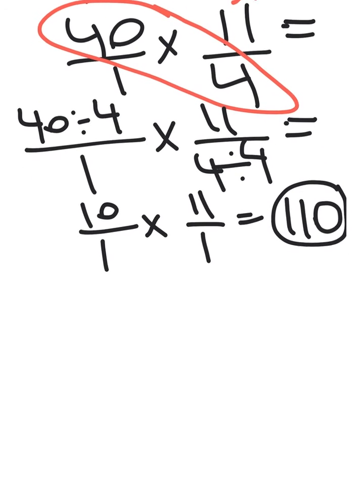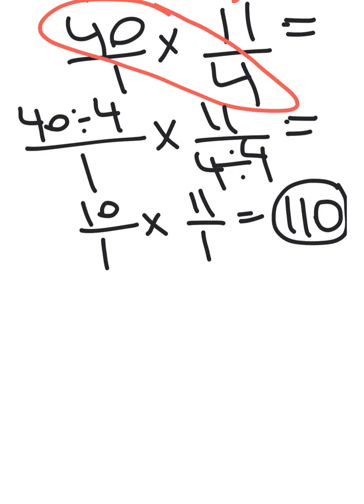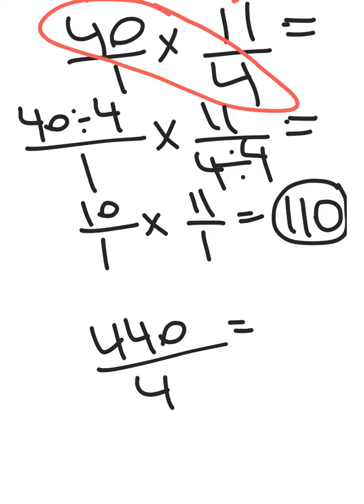Or we could have gone through our multiplication as usual and done 40 times 11. We would get 440. And 4 times 1, we would have gotten 4. 440 divided by 4, we would have gotten 110. Same answer in 2 different methods. Now before moving on, please pause this video and go ahead and do guided learning number 1 on page 189.